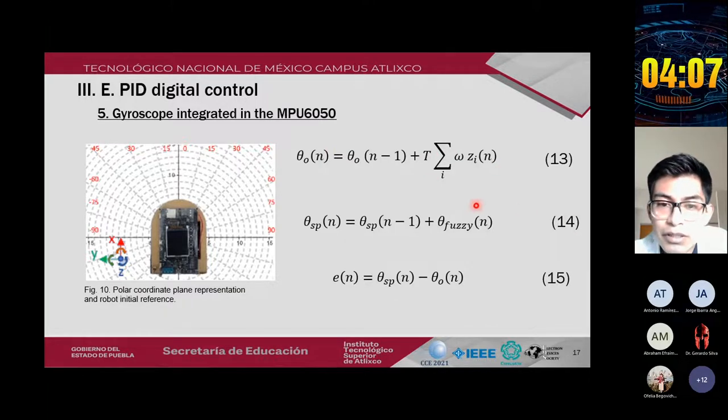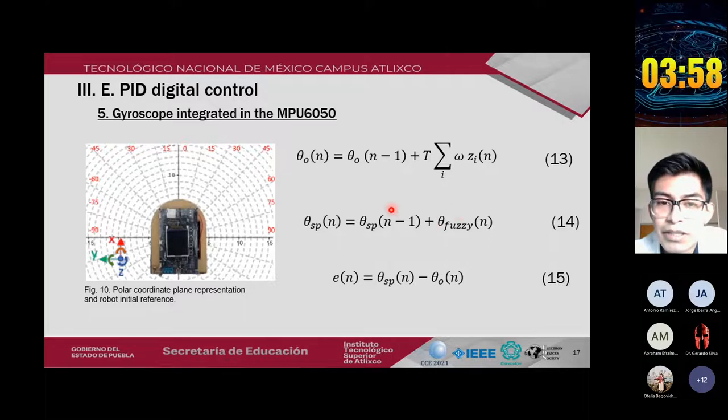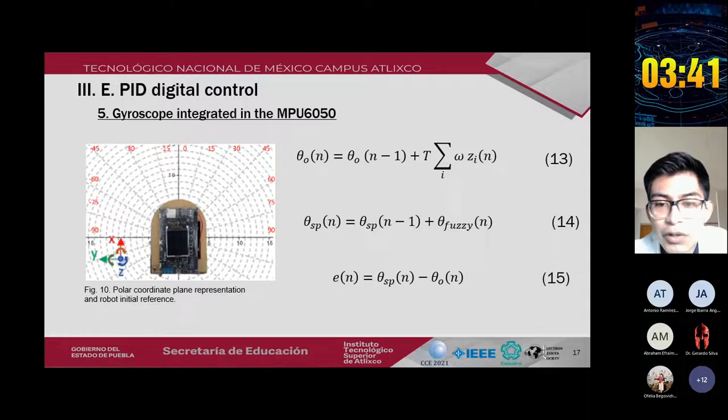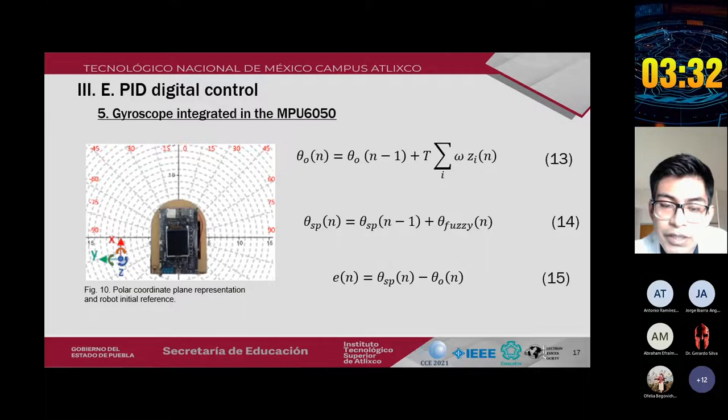In the initial condition, the robot is positioned at 0 degrees and starts moving forward while maintaining that direction. Similarly, the initial set point is 0 degrees, and this is updated at each sampling instant n according to the adjustment provided by the FOSI system. From the set point, error e sub n is calculated. The error corresponds to the PID controller input. At each new set point, the robot will continue advancing forward, maintaining the last reference angle.